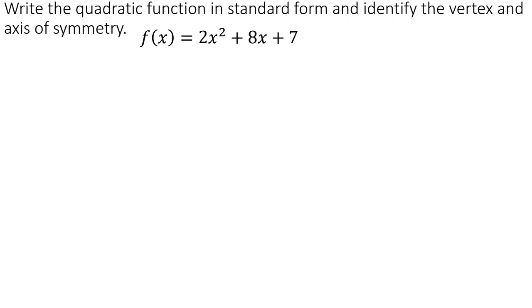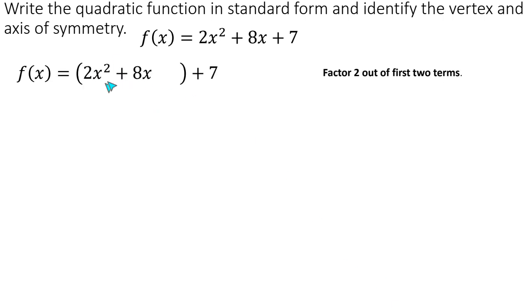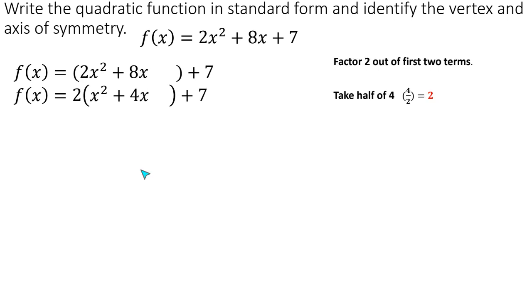So I'm going to rewrite it, separating my two terms with the x's in them. And now I'm going to factor a 2 out of here. So when we say factor out, basically you're dividing 2 divided by 2 and 8 divided by 2. And so if we do that, 2 divided by 2 is 1. So I factored out my 2. And then 8 divided by 2 is 4. So to double check your work, if you multiply the 2 in here, you should end up with the same thing up here. So 2 times x squared is 2x squared. 2 times 4x is 8x.